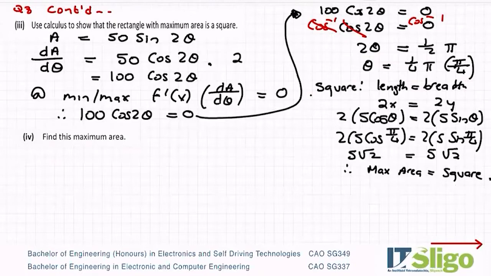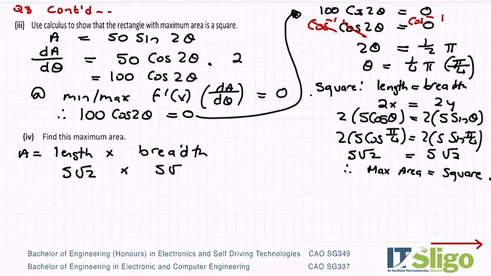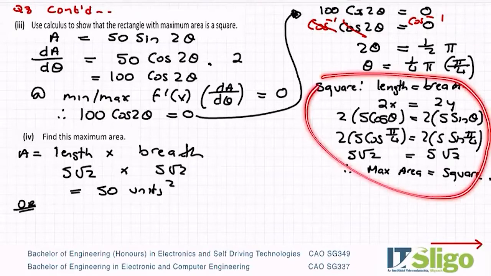Okay, find the maximum area. Going by the way I did it, I would do length by breadth. I'm going to do this two ways now, just to back up the two methods that we've just spoken about. So I would do 5√2 by 5√2. 5 squared is 25, times 2, so 50 units squared is what I'm getting for the maximum area. I can do this because I found out that the length and the breadth are 5√2.